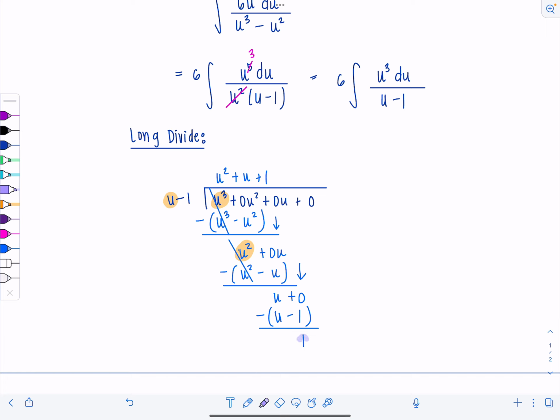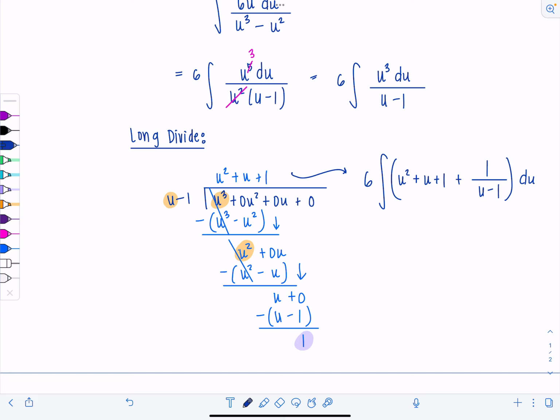How do I know it's my remainder? Because this is degree 0. There's nothing you can multiply u by to make it 1, right? Once the degree here is less than the degree of the divisor, you're done. That's your remainder. So what you do is you take your quotient, which is u squared plus u plus 1, plus your remainder over the divisor. That's the result of the long division. And then I have all of this du integral with the 6. Good?